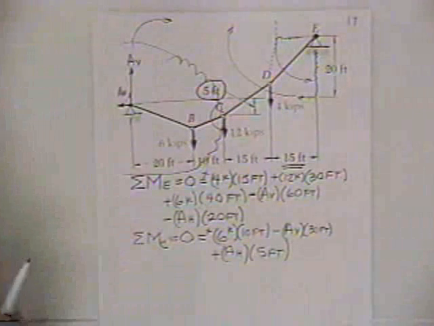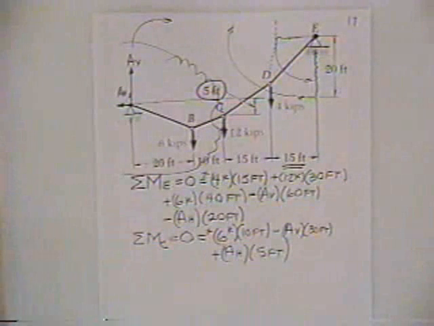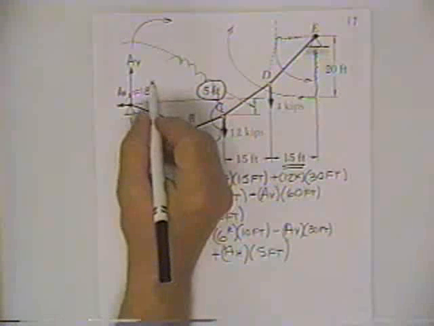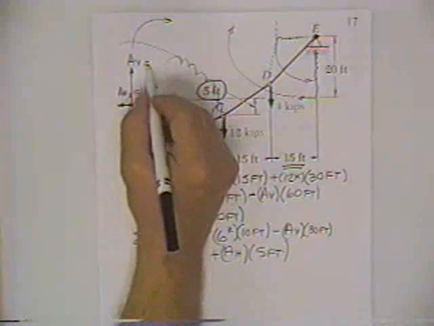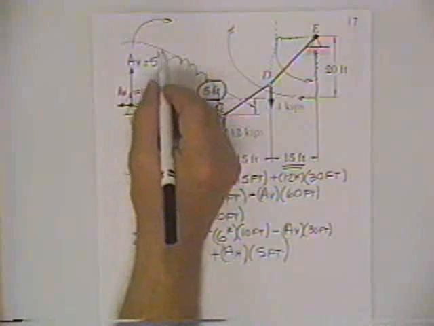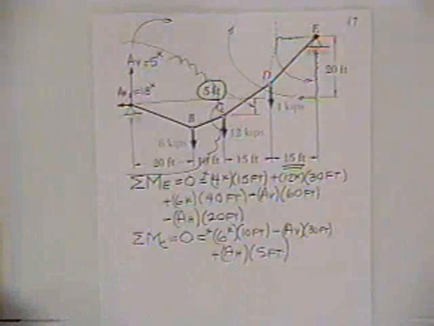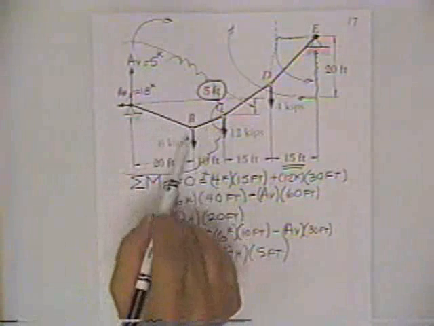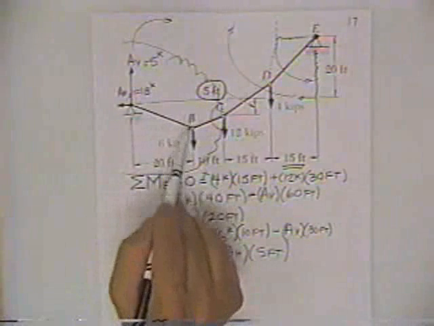If you solve those 2 simultaneously, you'll find that this number comes out 18 kips, and this number comes out 5 kips, are the magnitudes of those 2 forces. Now from then on you can find the tension in any part of the cable, and you can find how far this drops down.